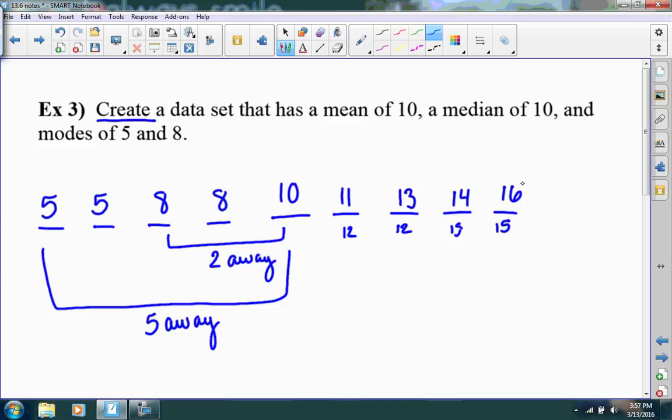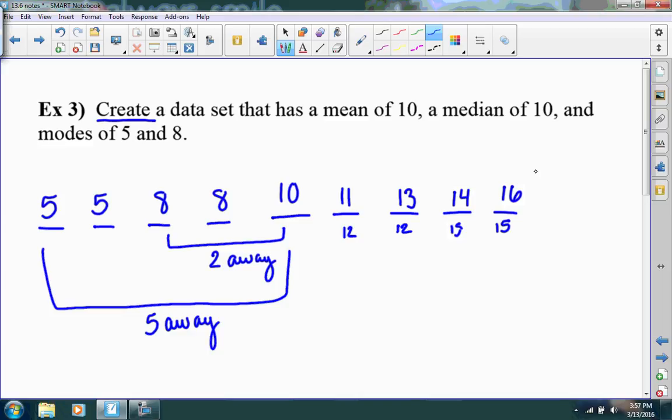Okay. So then if I added all these numbers up, the 5 and the 5, and the 8 and the 8, and the 10, the 11, the 13, the 14, and the 16, if I added them all up and divided by 9, I should get my average to be 10. So that's a way that I could check my work. And then I have a median of 10, that's my middle number. And the modes are 5 and 8. They occur most often. They both occur twice. The other numbers only occur one time.